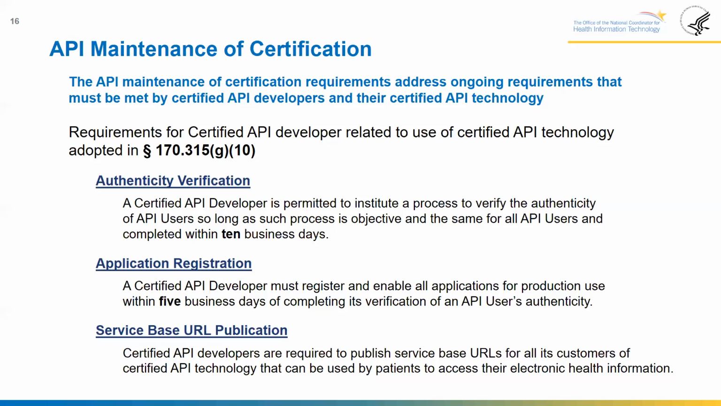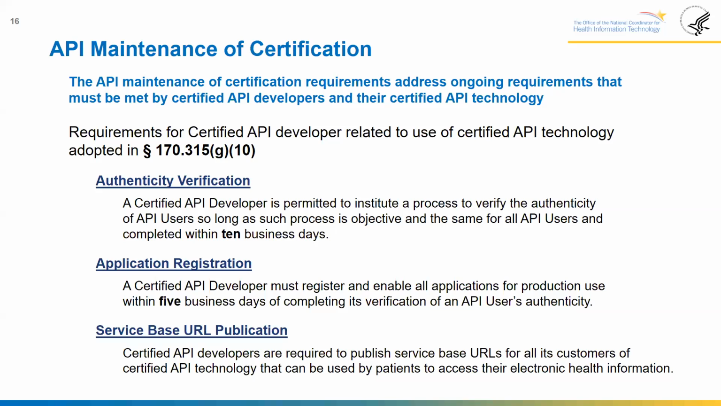The three requirements that are put forth, one is the authenticity verification. This is where a certified API developer is permitted to institute a process. So they are not required, but if they do institute a process to verify the authenticity of the app developer, they are allowed to do so as long as such process is objective and the same for all API users and is completed within 10 business days. I want to note that in the NPRM, we had initially proposed 5 days, and based on commenters' feedback, we have increased it to 10 business days.